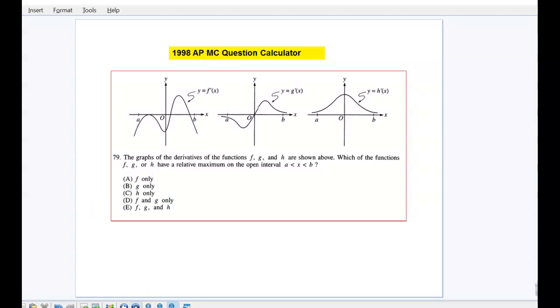Question 79, this was from the graphing calculator portion of the 98 exam, but again, you don't need a graphing calculator for this question, and that's one of the things you must realize, that on the graphing calculator portion, you don't need a calculator for every question. It says the graphs of the derivatives of functions f, g, and h are shown. Which of the functions have a relative maximum on the open interval? Well, to have a relative maximum, the derivative must change from positive to negative. And the only one that does that is this one right here. It changes from positive to negative right there. So that is the graph of f prime, so f would be the only one that has a relative max.